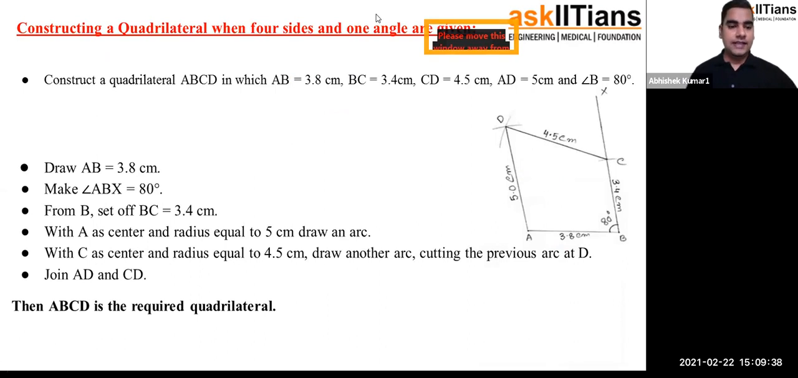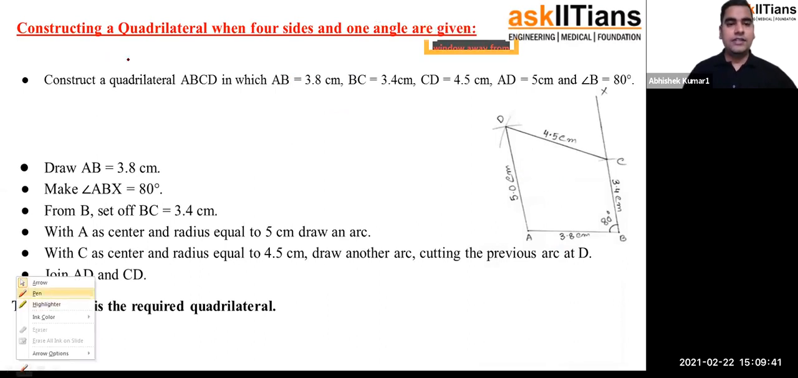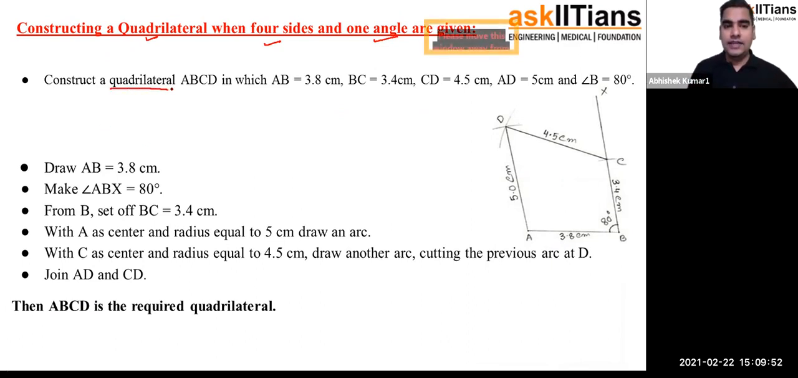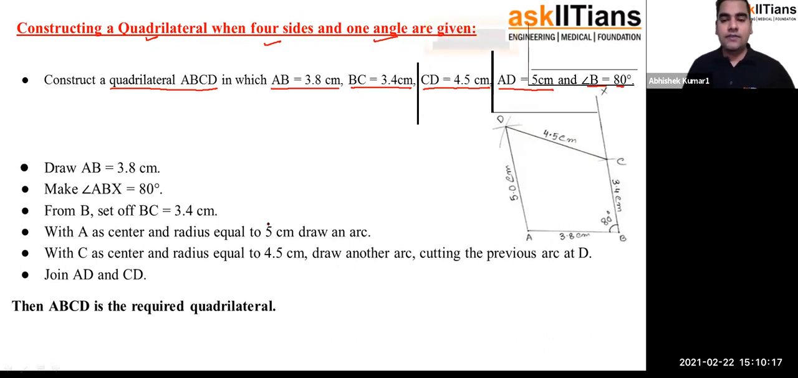So we have the first case, guys. The first case is to construct a quadrilateral when you are provided four sides and one angle. To explain this case, we have taken one example. We have to construct a quadrilateral ABCD, where you are provided AB equals 3.8 centimeter, BC equals 3.4 centimeter, CD equals 4.5 centimeter, AD equals 5 centimeter, and angle B equals 80 degrees. If all these values are provided to you, we are going to learn how that quadrilateral can be constructed.